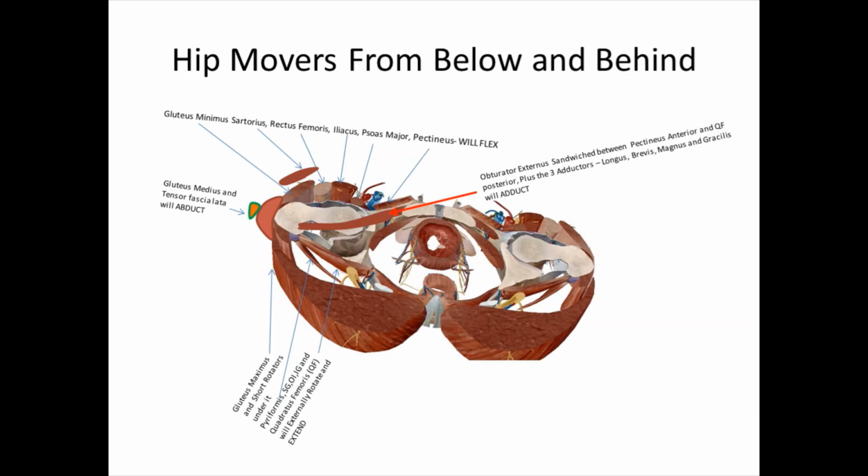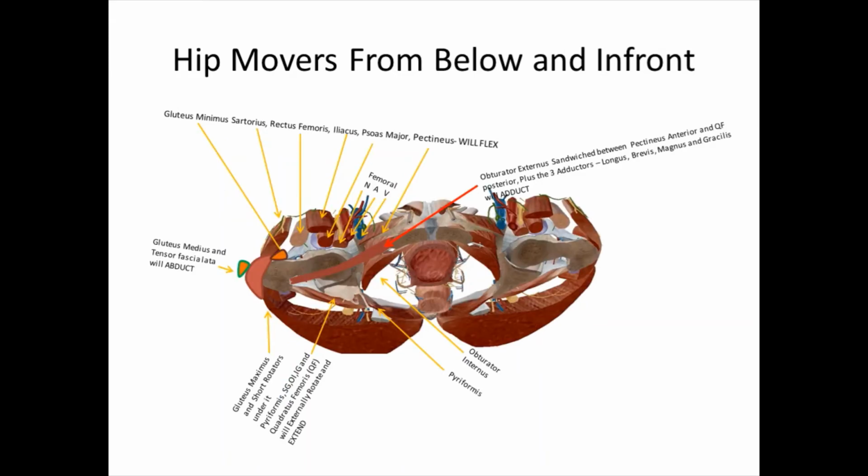So after seeing this section and trying to memorize all the muscles that flex, abduct, adduct, extend, internally or externally rotate the hip, can be learned from this slide. Now let us look at the same slide from behind.